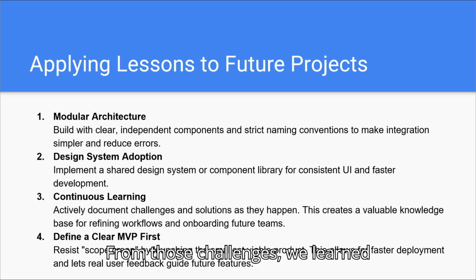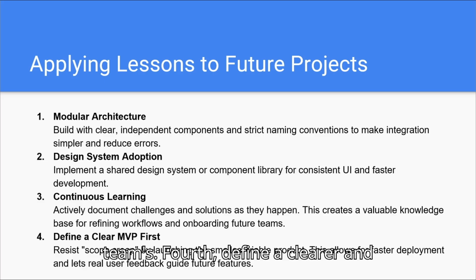From those challenges, we learned 4 valuable lessons for the future. First, modular architecture. Build with clear independent components and strict naming conventions from the start to simplify integration and reduce errors. Second, design system adoption. Implementing a shared design system or component library will ensure UI consistency and speed up the development. Third, continuous learning. Actively document challenges and solutions as they happen. This creates a valuable knowledge base for the team.